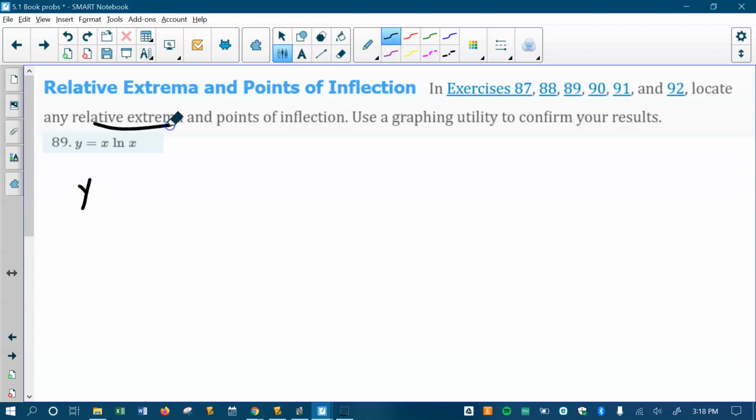We need relative extrema, and then we need points of inflection. Let's do relative extrema first. That means we need our first derivative.